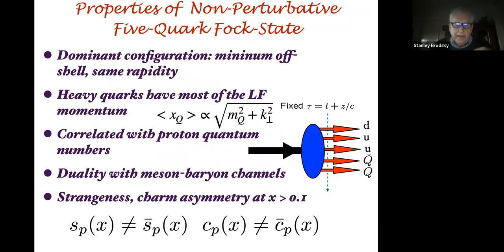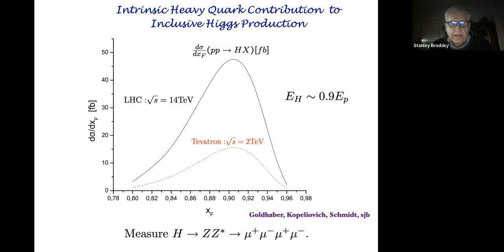Not only that, because of the higher Fock state things, you don't see equality between s and s bar and c and c bar. Here's actually a graph, a prediction, in fact, from Gold, Haber, Pelovich, and Schmidt and myself, of the Higgs production. Because of the extra weight of the charm quarks, you actually then see more Higgs than you expected without it at high x_F. So that's really dramatic. And you actually get a contribution from the intrinsic bottom, even though they're down by 1/mb squared, they couple to the Higgs stronger, so that compensates.